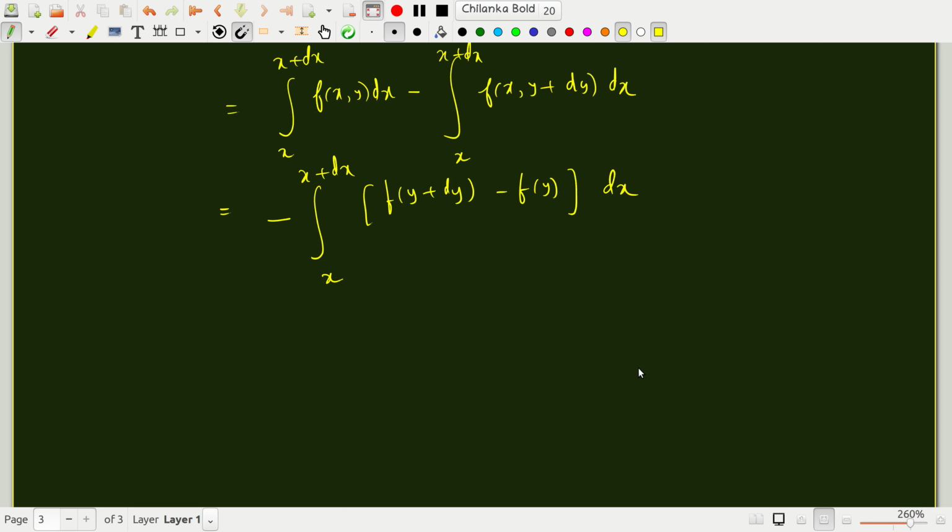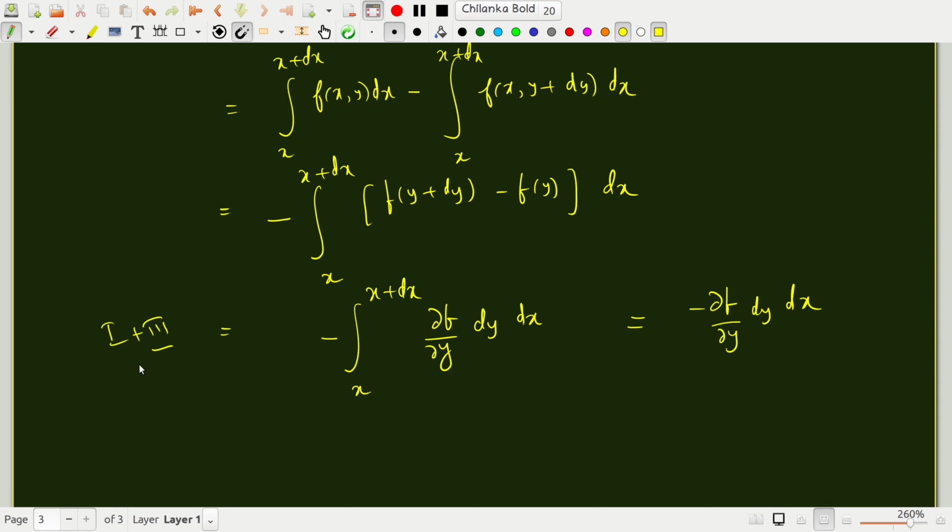Now dy and dx are very, very small, so from our basic rules of calculus, I can write this with a negative sign, x to x plus dx, this is nothing but partial f partial y times dy dx, right. Now again, this is such a small interval, within this interval this integrand value will be constant, so I can just simply say this is nothing but minus partial f partial y dy dx. What is this? This is integral 1 plus 3. Okay. Similarly, we can do 2 plus 4.